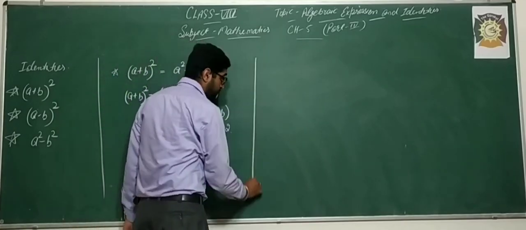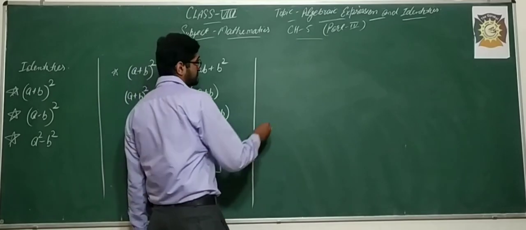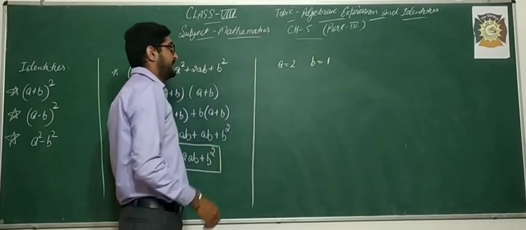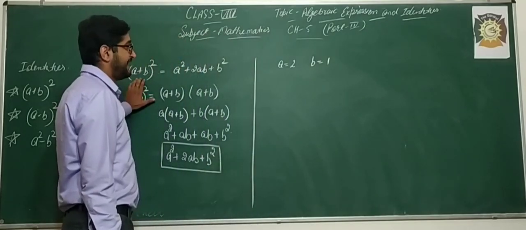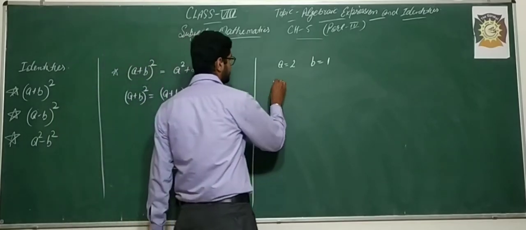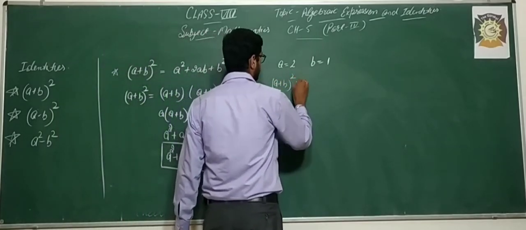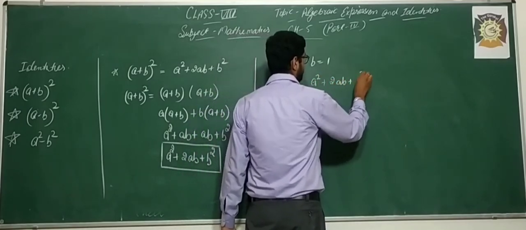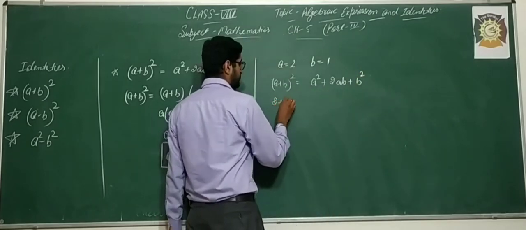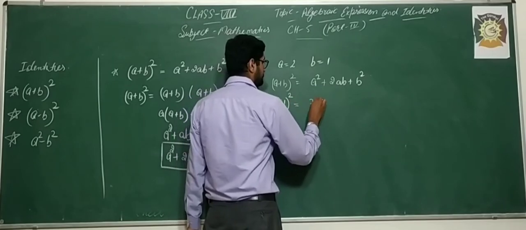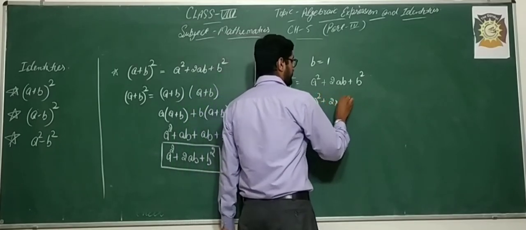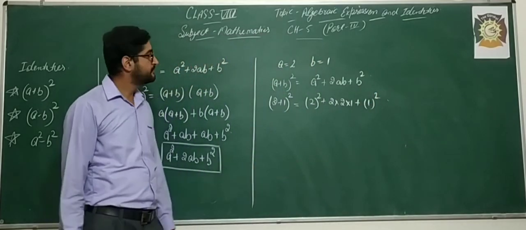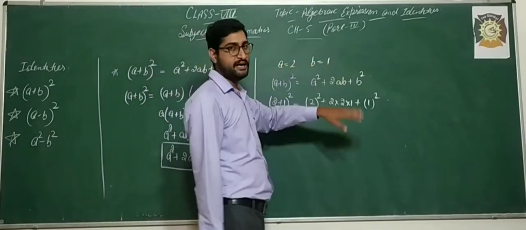Also we can put in values of a and b. Let's suppose the value of a is 2 and the value of b is 1. When we put these values in place of a and b, then (a plus b) square is equal to a square plus 2ab plus b square. This is (2 plus 1) square, 2 square, 2 into 2 into 1 and 1 square. We have replaced a by 2 and b by 1.